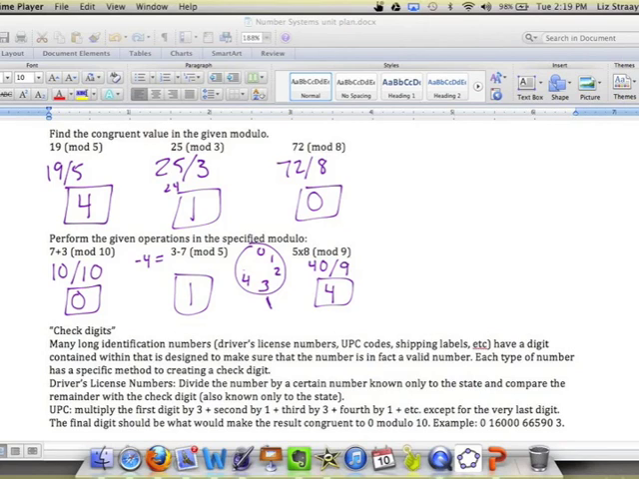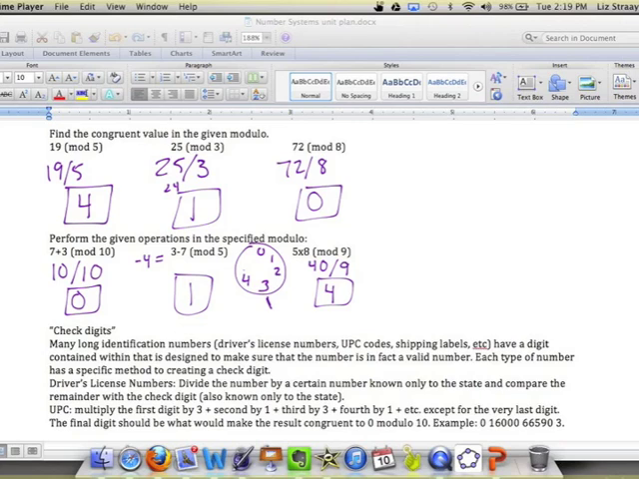So every type of number has its own kind of method for doing this, but for driver's license numbers, what they do is they divide the number by a certain number that's known only to the state, and then one of the digits in there is a check digit, and they look at that remainder and make sure that it's right. But those digits are kept secret. So somebody in the Michigan government knows what this check digit is. And they can take your driver's license number, divide it by whatever this number is that only they know, and find the remainder, and that number should be in your driver's license somewhere. But they keep it very mysterious because they don't want people to be able to make fake IDs.